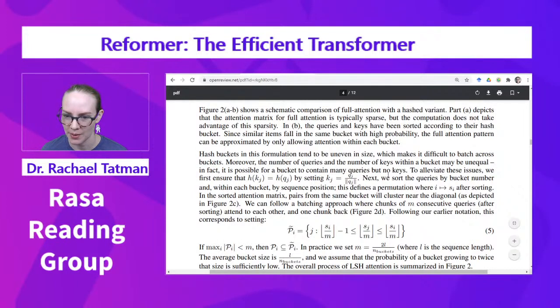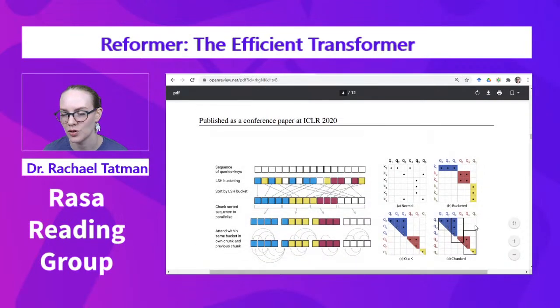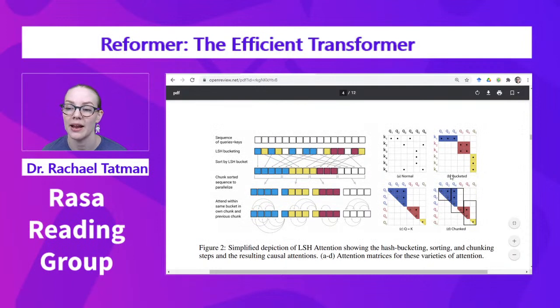Moreover, the number of queries and the number of keys within a bucket may be unequal. In fact, it is possible for a bucket to contain many queries, but no keys. Oh, I got you. Okay, so this is why they're doing this reflection here. So here we have, for example, this bucket has 1 key and 3 queries. This bucket has 2 queries and 2 keys. This bucket has 3 keys and 1 query. So they're very rectangular, or you might end up with none keys in a specific bucket, but you do have queries in it.